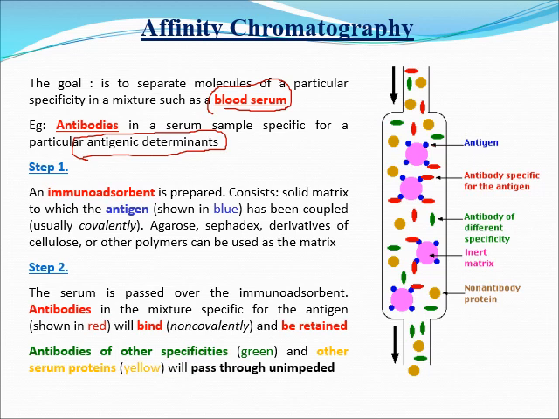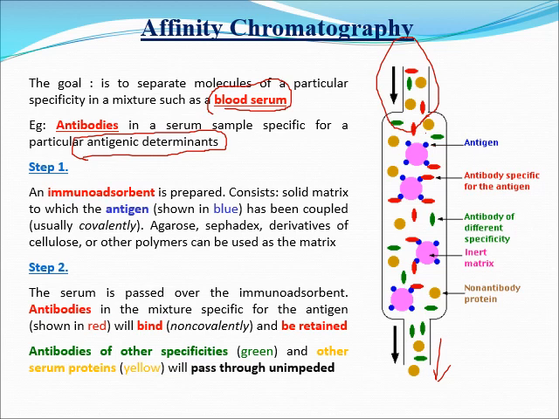So there is a mixture of proteins or a mixture of antibodies. The suitable antibody will bind to the antigen, while the unsuitable ones will be removed or eluted out first. So then you have to add something to push through the antigen-antibody.